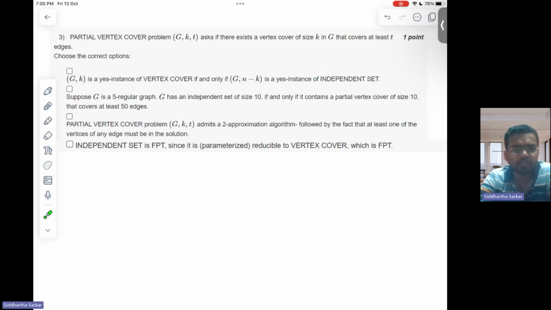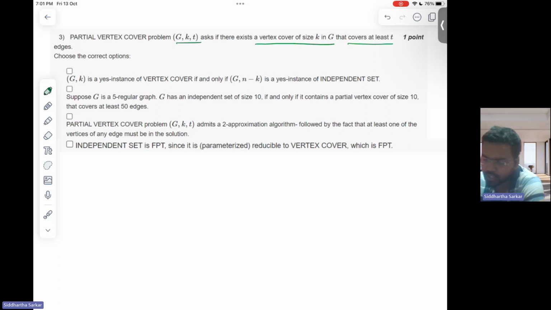So this is regarding the partial vertex cover problem. The problem instance is G, K, T, and we are given the graph G. The parameter K is for the vertex cover size, and the parameter T is for the minimum number of edges that are to be covered. The question that we are asking is, if there exists a vertex cover of size at most K in G that covers at least T edges.